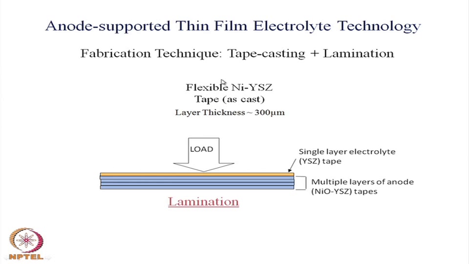So, the flexible nickel YSZ tapes as cast, layer thickness is about 300 microns. So, several of them, and then fabrication by tape casting plus lamination, we call the lamination. So, anode supported thin film electrolyte is actually one of the techniques. It is not the only technique by which it can be fabricated, but this is one of the techniques by which the tapes can be formed. So, a single tape casting machine can be used for the same purpose.